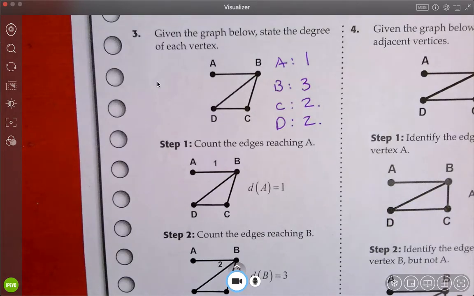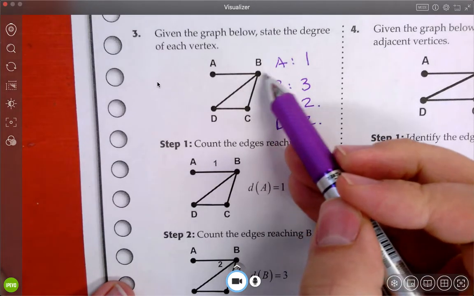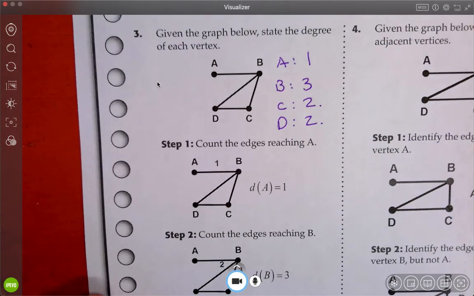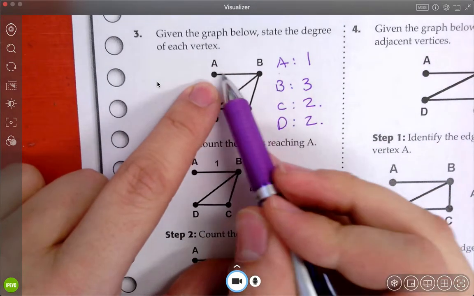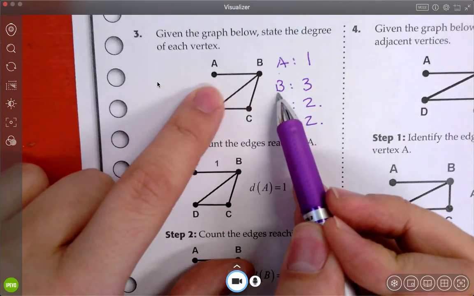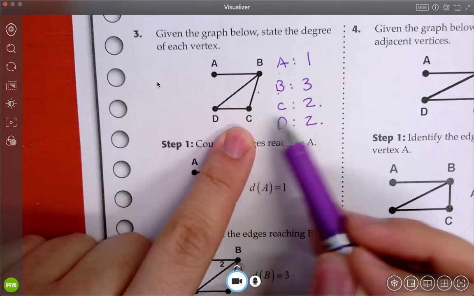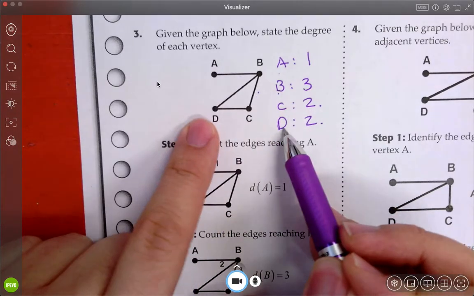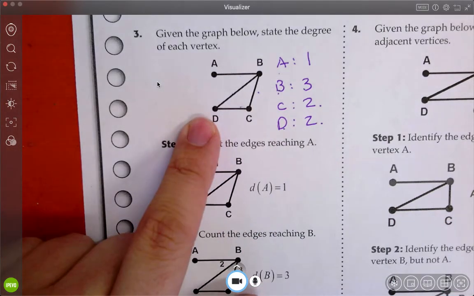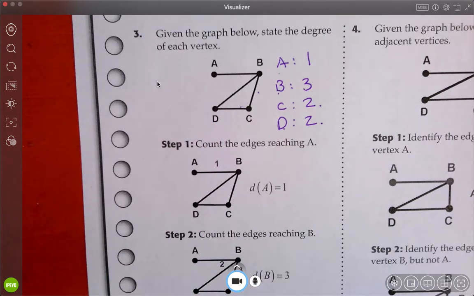Just in case you're not following, right? It's the amount of lines that connect to one of the points. So here, how many lines connect to A? Only 1 line. Here, how many lines connect to B? There's 1, 2, 3 lines. Here in C, there's 1 and 2 lines. In D, there are 1 and 2 lines. Okay?